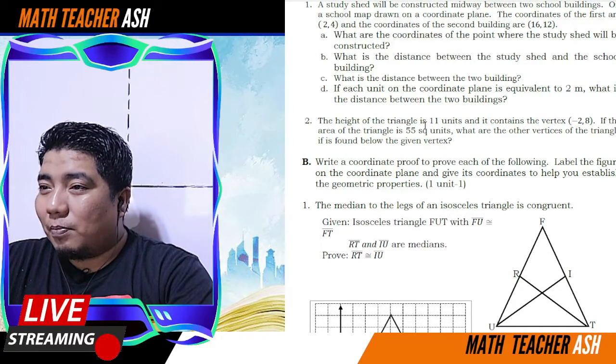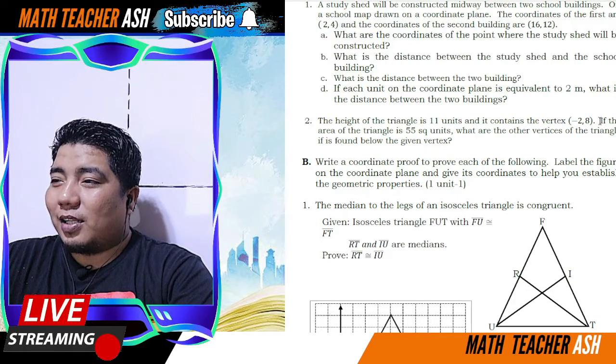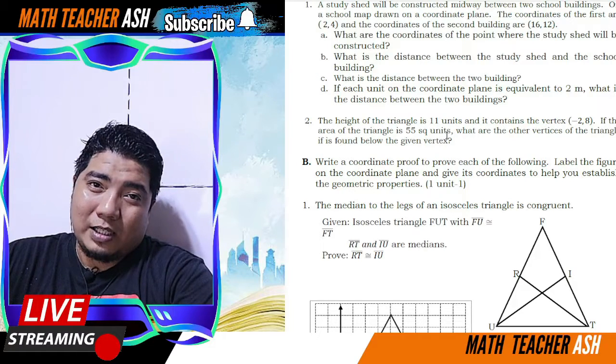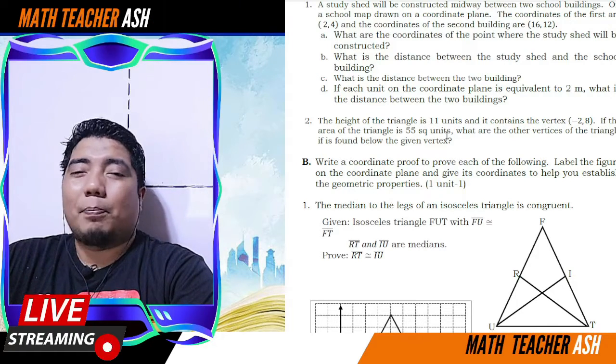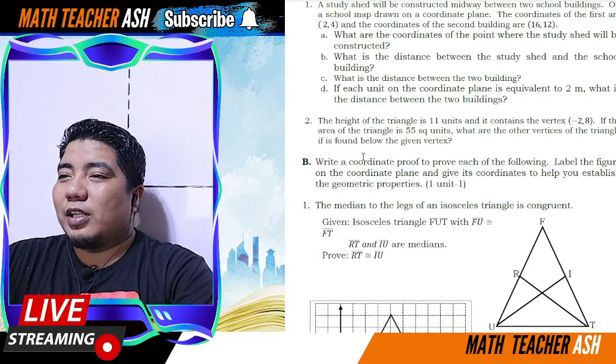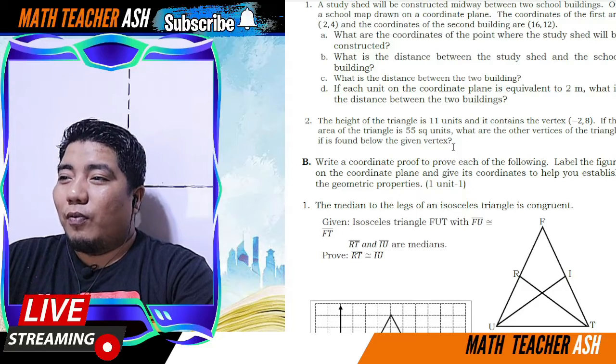That is, the height of the triangle is 11 units. It contains the vertex, alright? If the area of the triangle is 55 square units, since area ang pinag-uusapan, you can apply 1/2 base times height. What are the other vertices of the triangle if it is found below the given vertex?